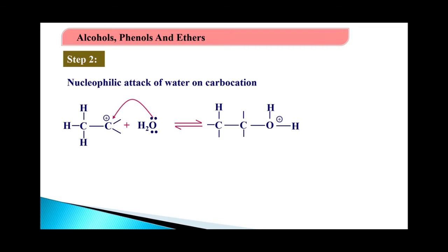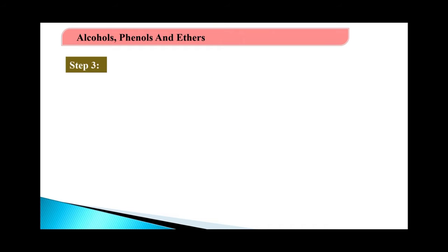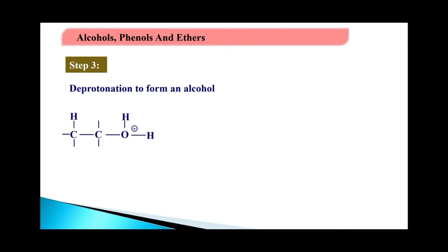For getting the alcohol, I have one hydrogen extra in the intermediate along with a positive charge over the oxygen. If I remove the hydrogen and remove the positive charge, I am going to get the alcohol. That's nothing but deprotonation. The third step is deprotonation. The deprotonation of the intermediate gives rise to alcohol. See how it is going to take place.